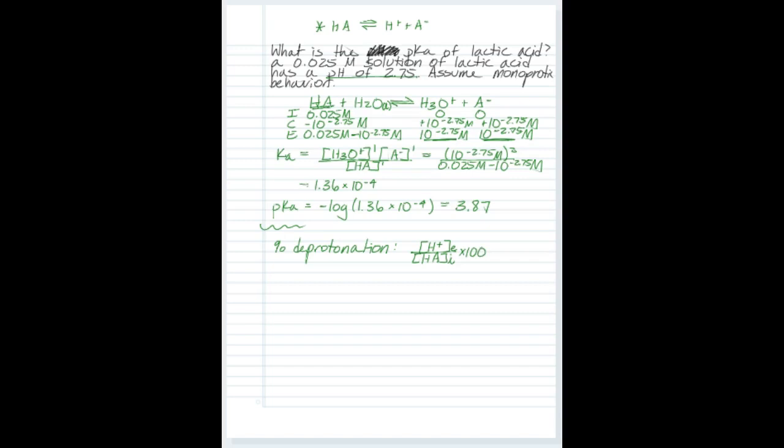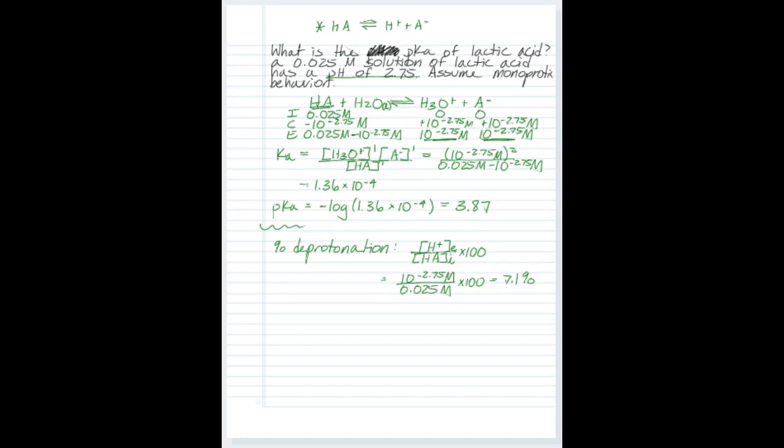So this equals, in our case, 10 to the negative 2.75 molar over our initial concentration of 0.025 molar, times 100. If I do that calculation, I end up getting 7.1%. So those are the kinds of things that you can do with pH information.